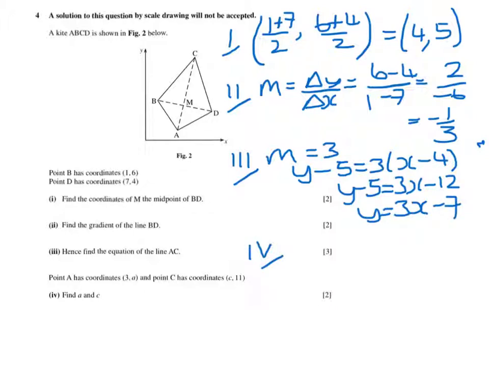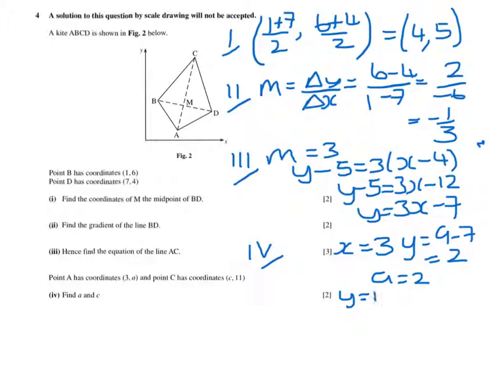Part 4, if x equals 3, then y must equal 9, take away 7, which is 2, so a equals 2. If y equals 11, then 11 has to equal 3x minus 7. 3x is 18, so x is 6, and this must be the value of C.